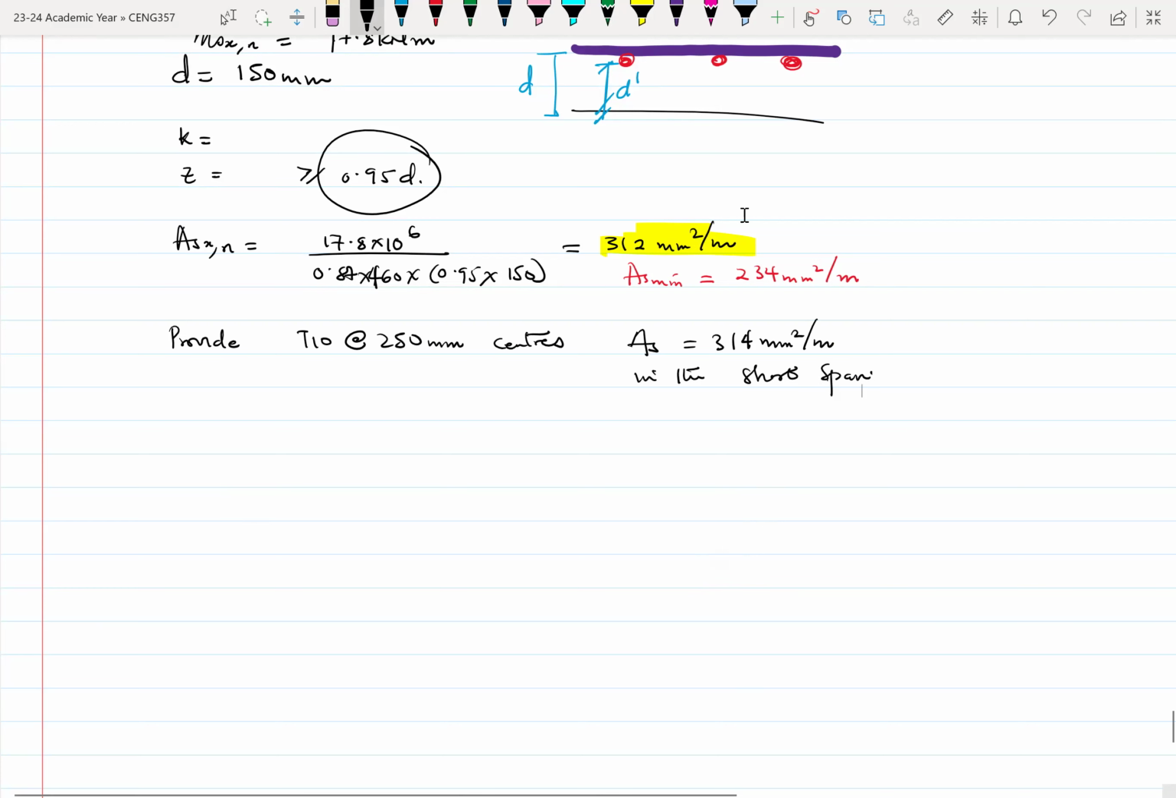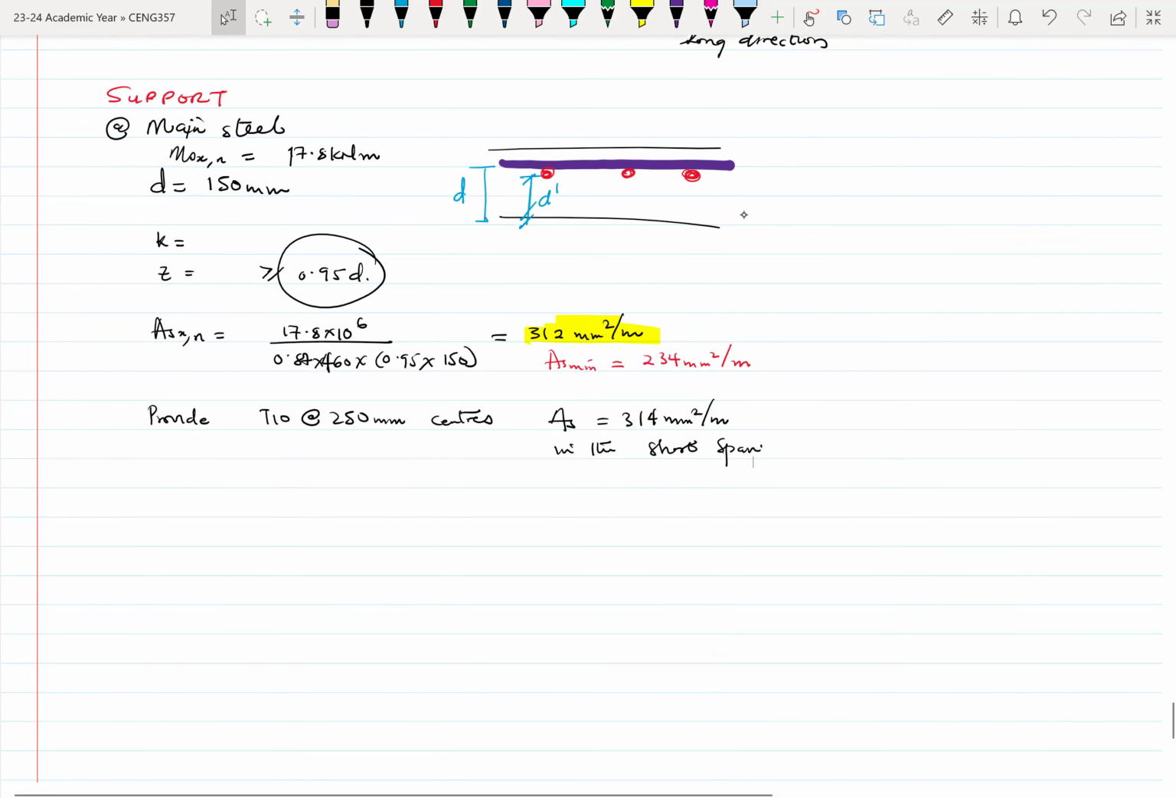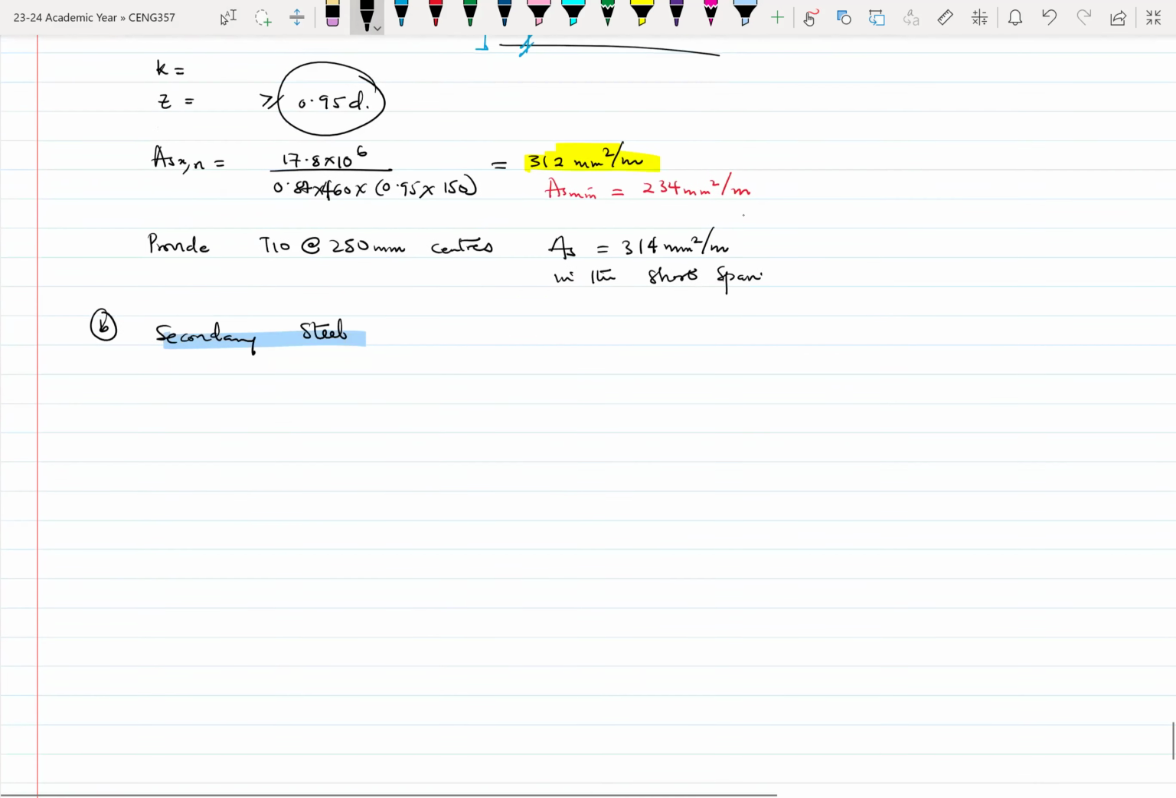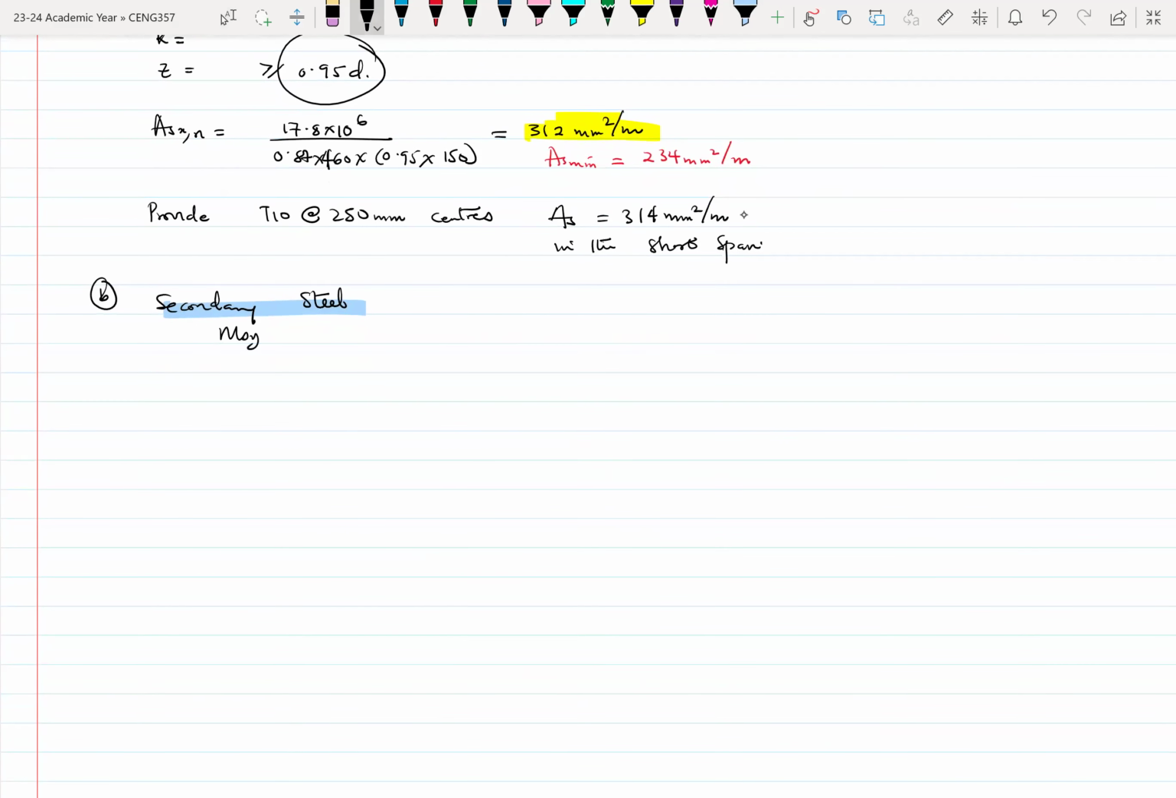The next thing will be to do the secondary. So A is the main, and B is the secondary. So we do the secondary steel. Let me just highlight them so that we know what they are. For the secondary, our MSY negative is 11.4 kilonewton meter, and our D prime would then be 140 millimeters. Again, you can find your K, find your Z value and all of that.